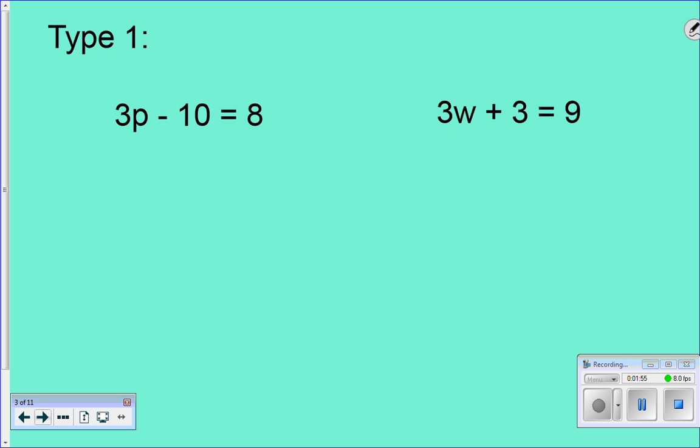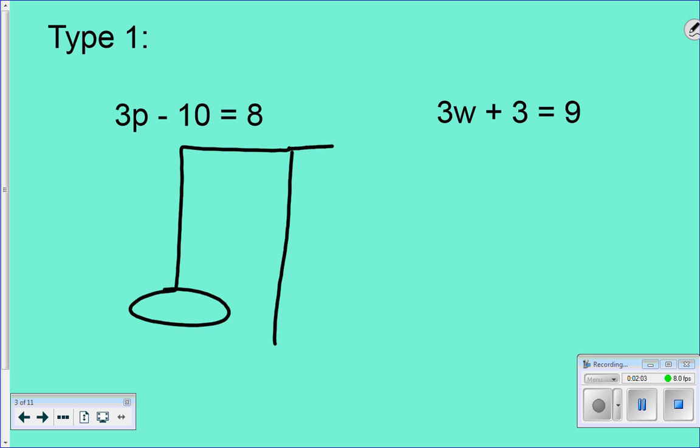So here is my balance. You guys know what a balance looks like? Like this. You know what I'm talking about? Okay, so here's my balance. It's not going to be great. Just bear with me.